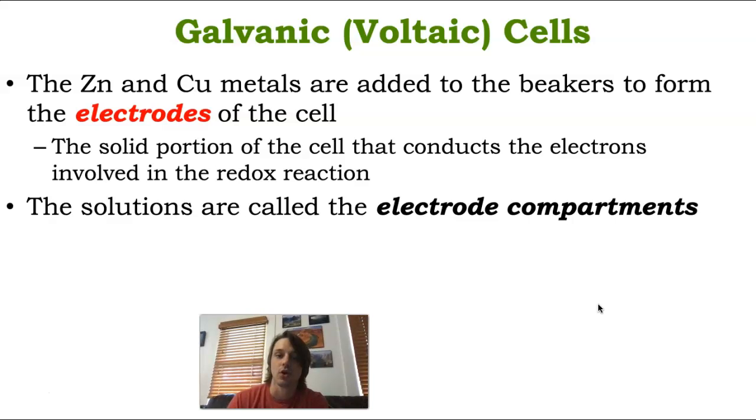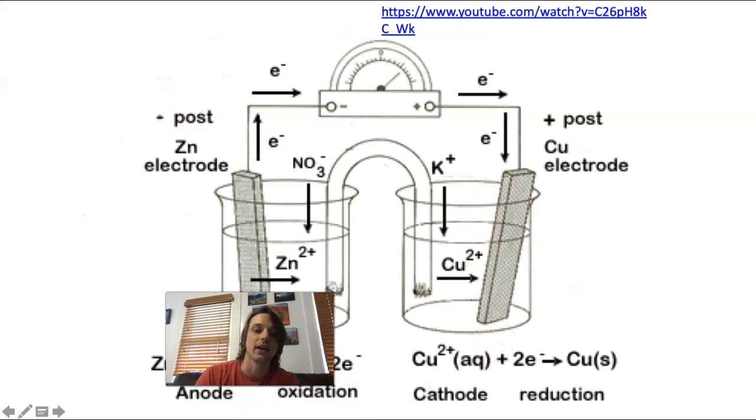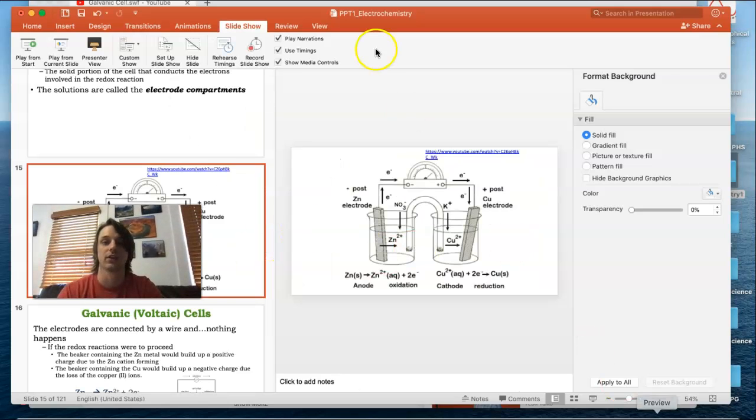Okay, so the two pieces of metal in the beaker form what are called electrodes. These are the solid portions of the cell that conduct the electrons involved in the redox reactions. Okay, so the solutions are called the electrode compartments, and that is the area where the electrodes are floating in. Now to visualize that better, let's watch a quick video showing this transfer of electrons.